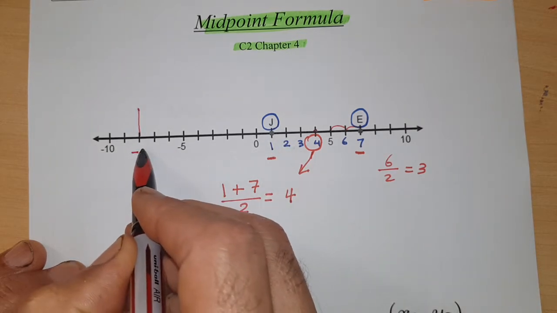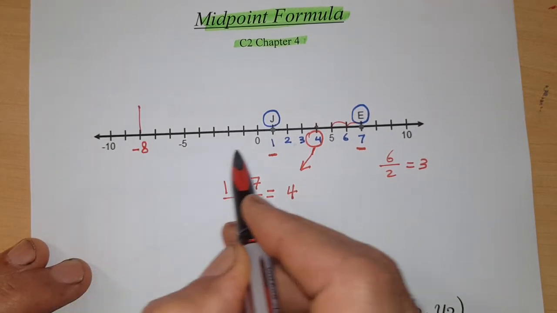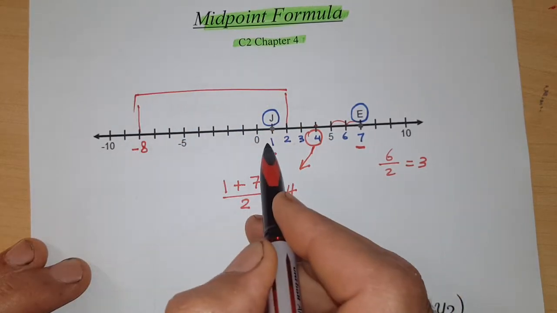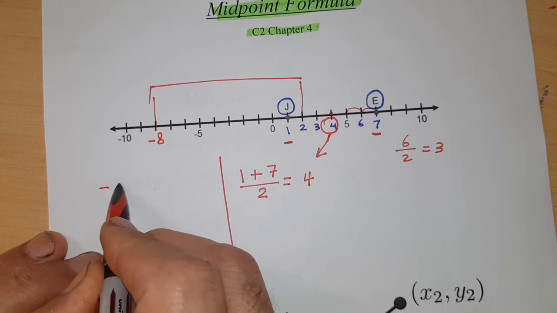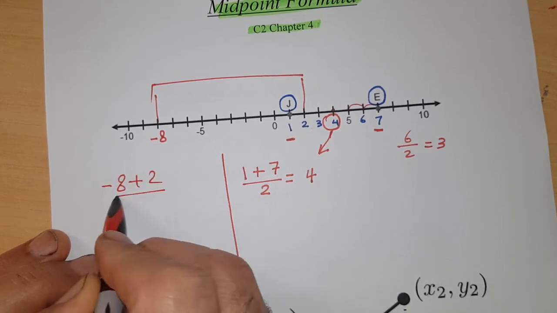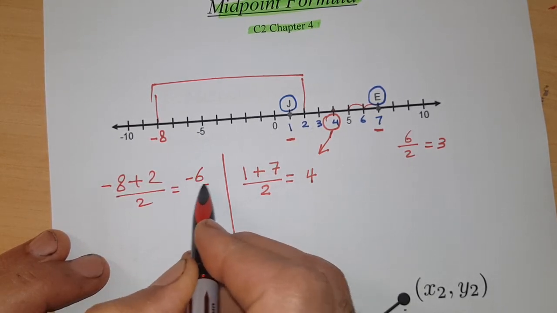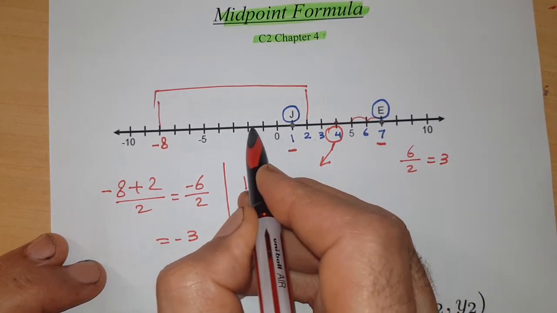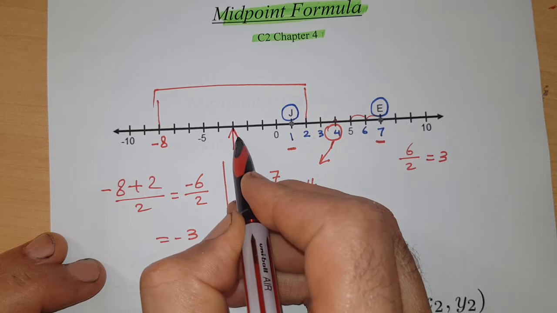If I take a negative number like negative 8 and the number 2, what is the midpoint between negative 8 and 2? Just add them, negative 8 plus 2, and then divide it by 2. Negative 6 over 2 is negative 3. Yes, negative 3 is the midpoint.